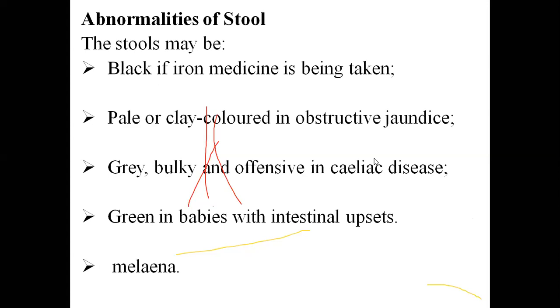So what are those abnormalities in the stool that we can watch out for? The stool may be black if iron medicine is being taken. A pale or clay colored stool is a sign of obstructive jaundice. Gray, bulky, and offensive stool is a sign of celiac disease. And green in babies with intestinal upset, and you can have melena stool in patients that are bleeding. All of these are the abnormalities that are found in the stool. When you see any of this, you should be able to determine which is the patient's problem. Next slide.